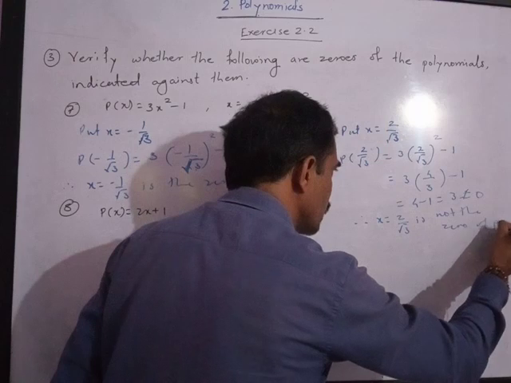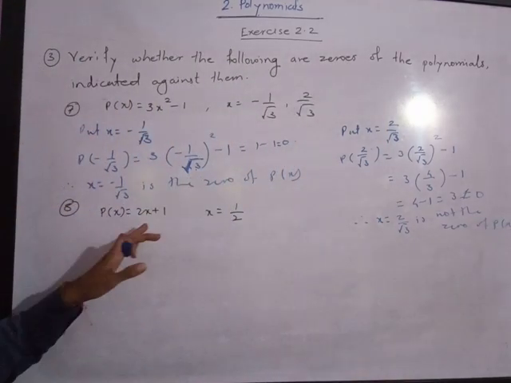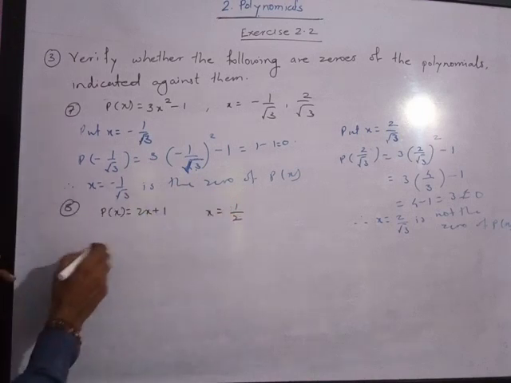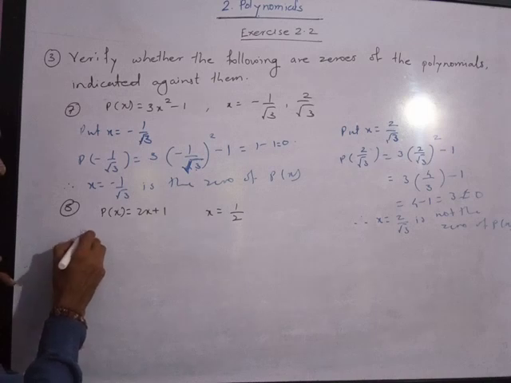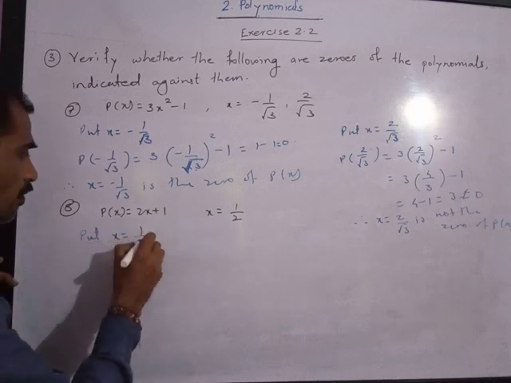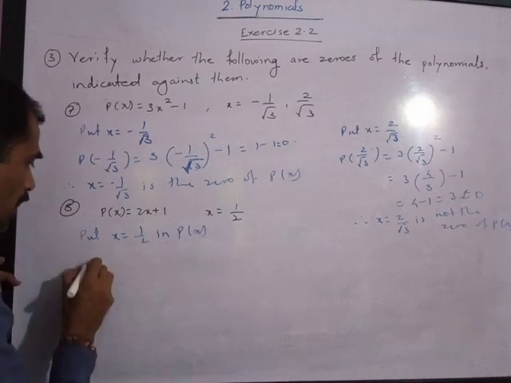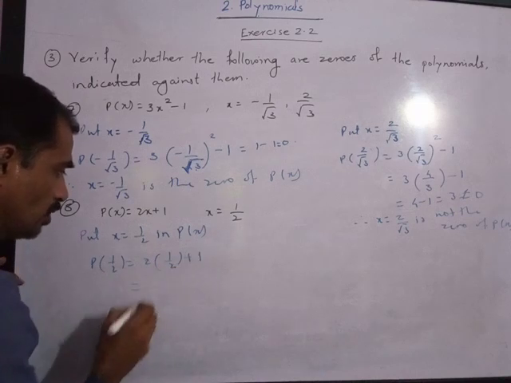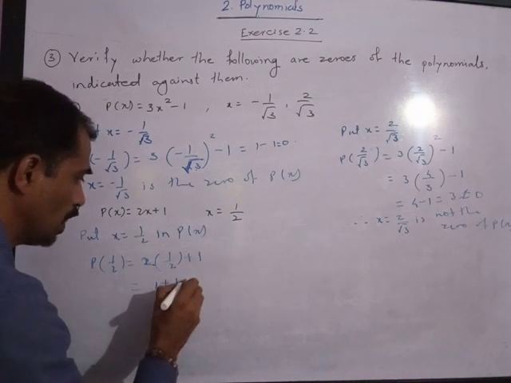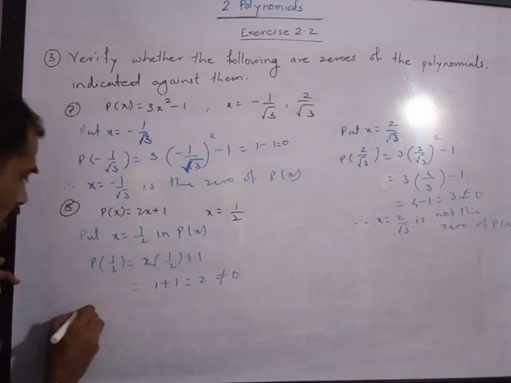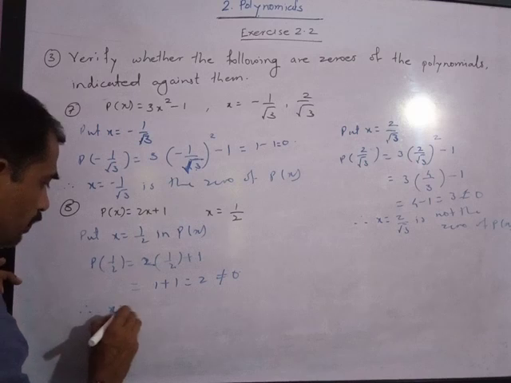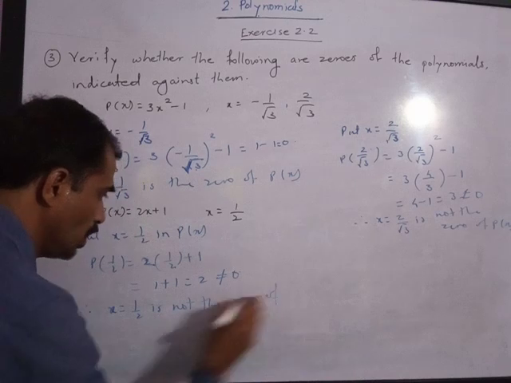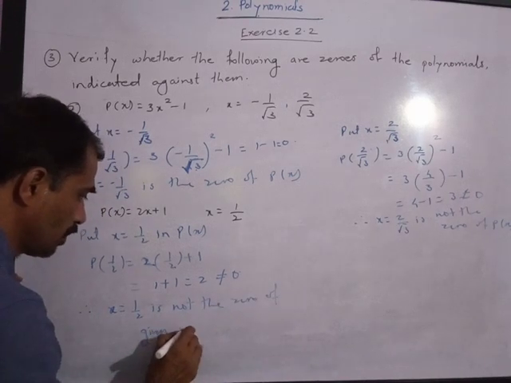And last question is p of x is equal to 2x plus 1. We are asked to check whether x equal to half is a 0 of the given polynomial or not. So put x is equal to half in p of x. We'll get p of half is equal to 2 multiplied by half plus 1, that is equal to 2 cancels with this 2. We'll get 1 plus 1, that is equal to 2, which is not equal to 0. Therefore we can say that x equal to half is not a 0 of the given polynomial.